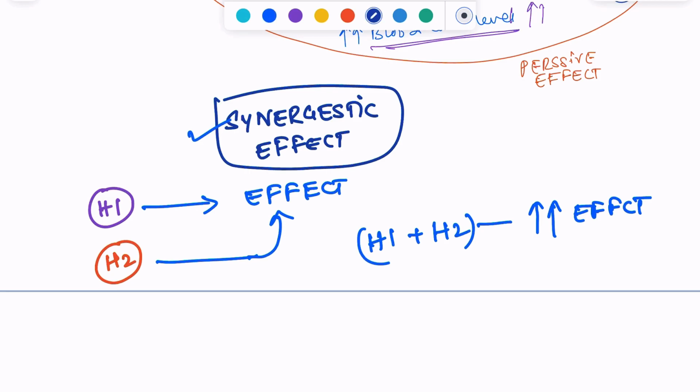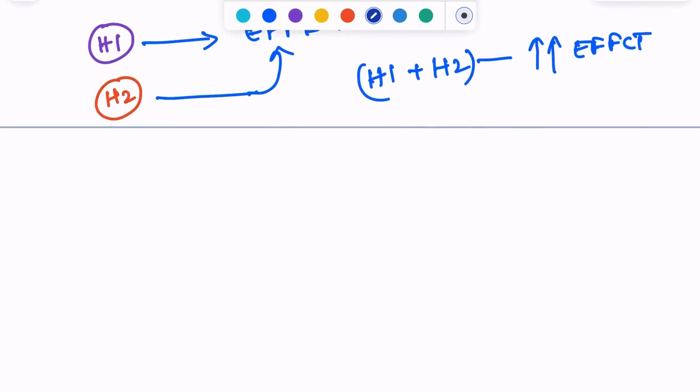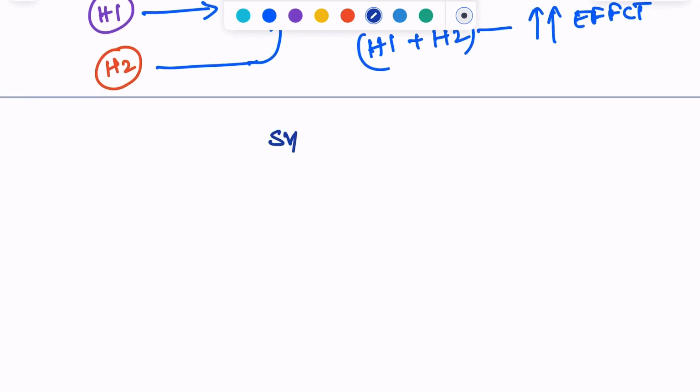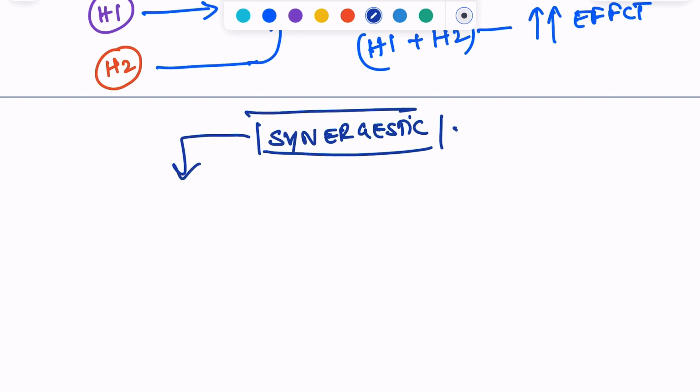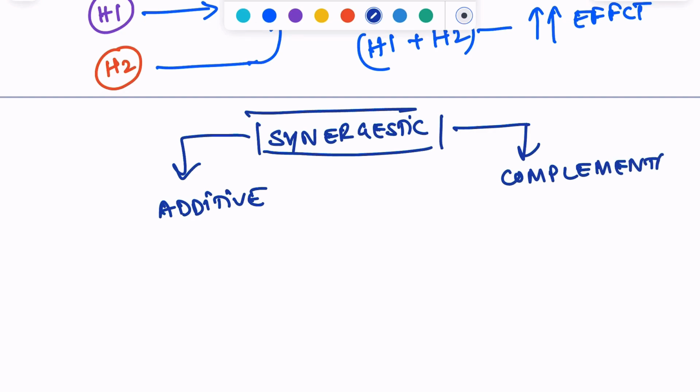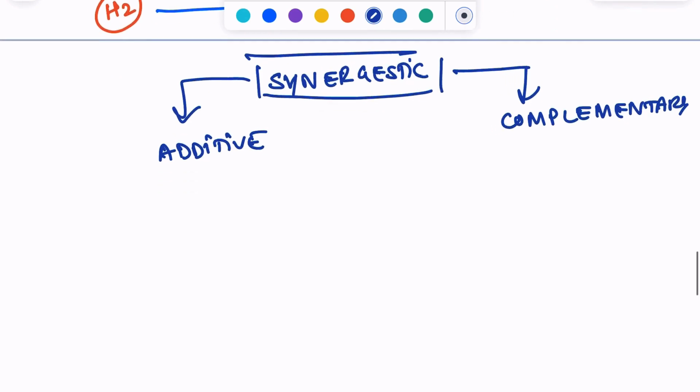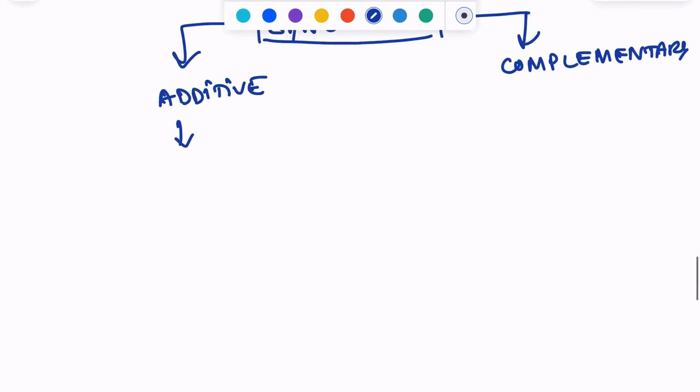Let's take an example of that, but before that we should also mention that we can group this synergistic effect into two parts. One is the additive effect, and the second one is the complementary effect. Okay, so what is this additive effect? Let's have an example of epinephrine and norepinephrine.